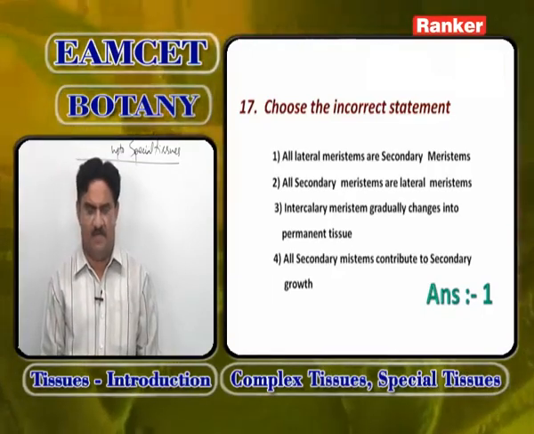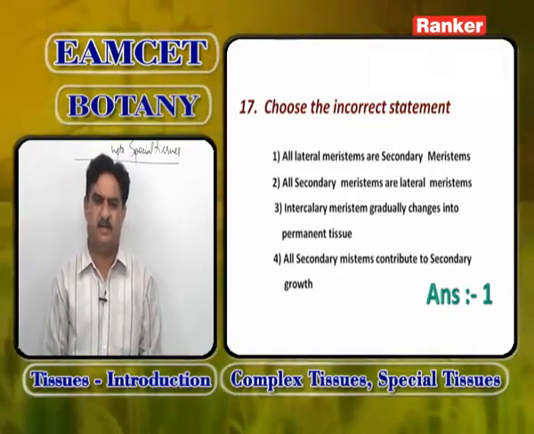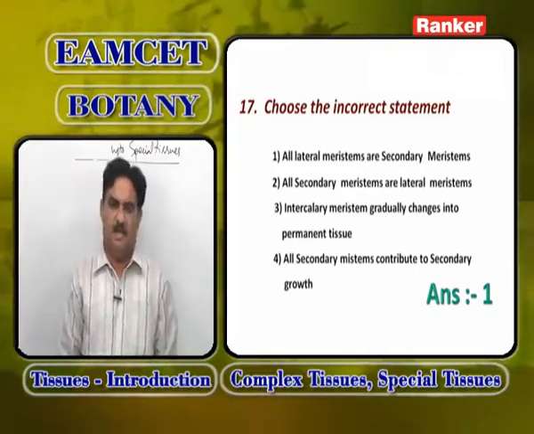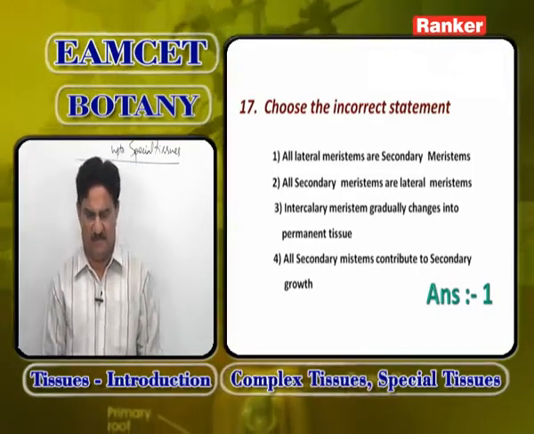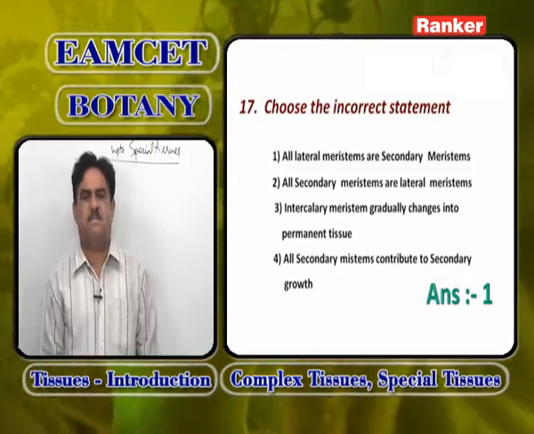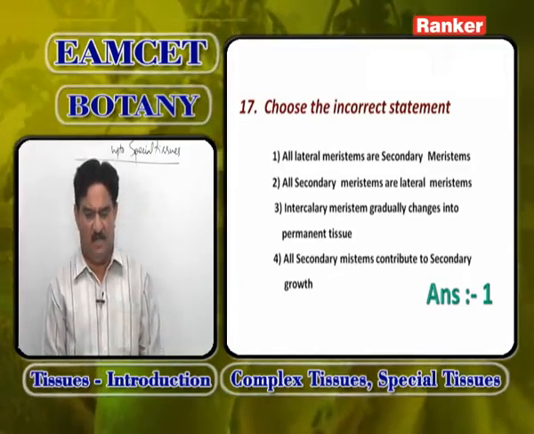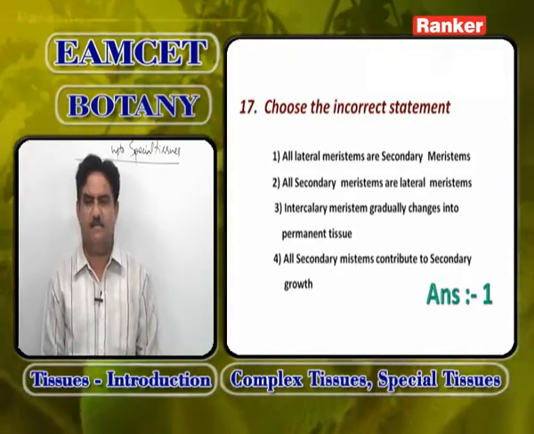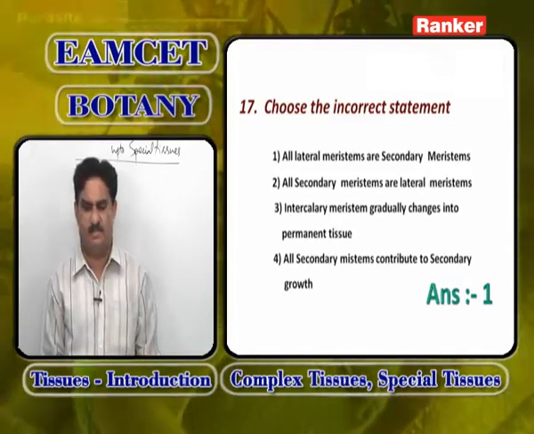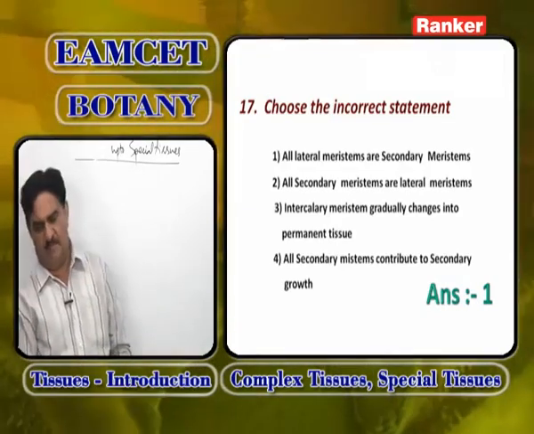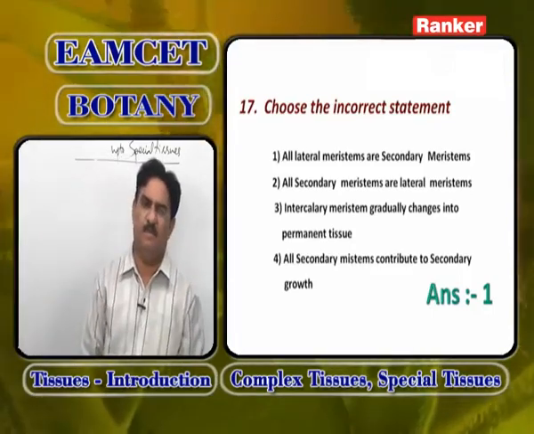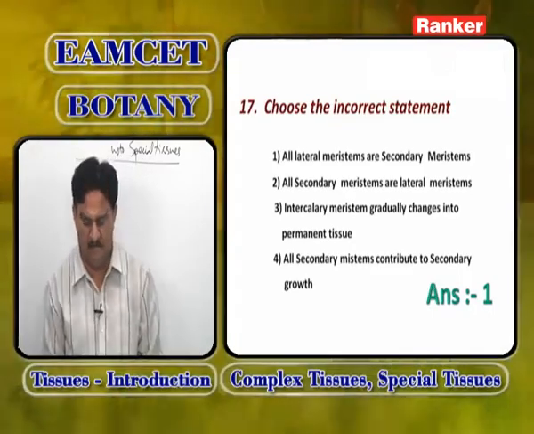Intercellular meristem gradually changes into permanent tissue is also correct because intercalary meristem is an ephemeral tissue which converts into permanent tissue. All secondary meristems contribute to secondary growth is correct. But wrong is all lateral meristems are secondary meristems. All lateral meristems cannot be regarded as secondary meristems, with the exception of vascular cambium, which is a primary lateral meristem.